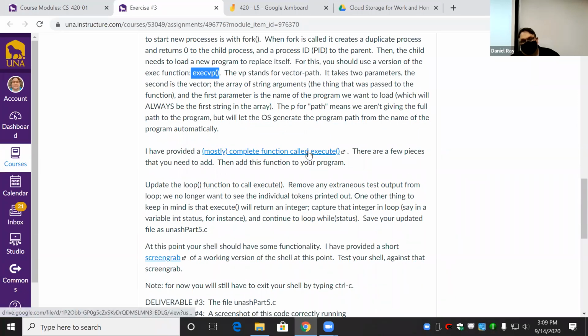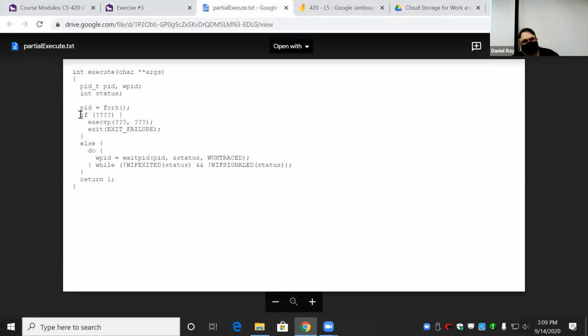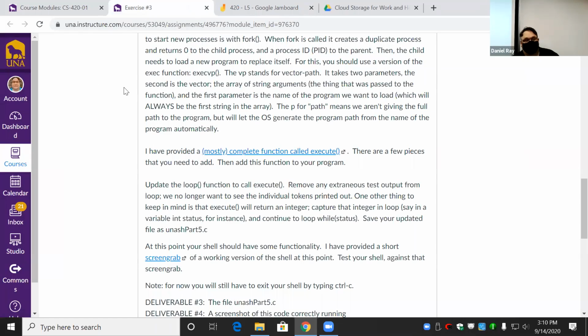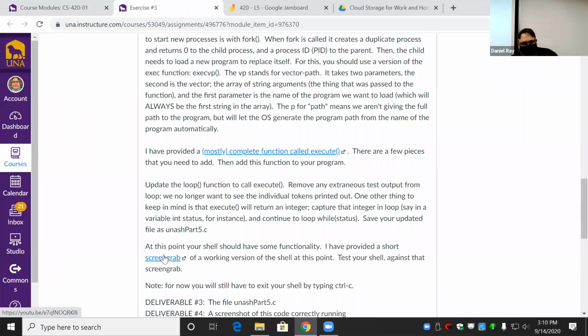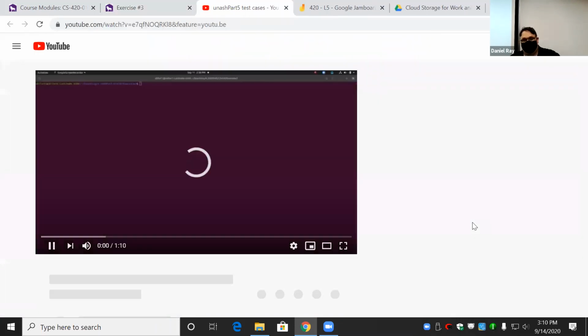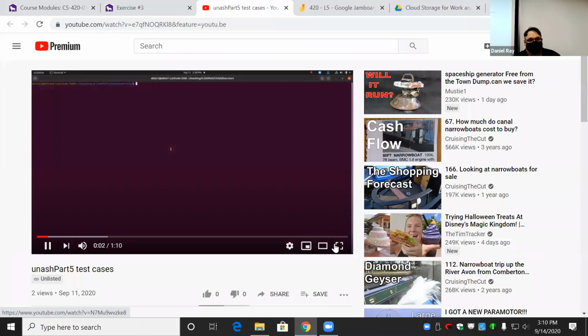I have given you a mostly complete function called execute. There's a couple of things in here. Basically, you just drop this whole thing into your code, but there's a couple of question marks here that need to be filled in by you. Okay? Hopefully that's not too difficult once you've spent some time looking at things. Okay? All right, so at that point, your shell should work like this.